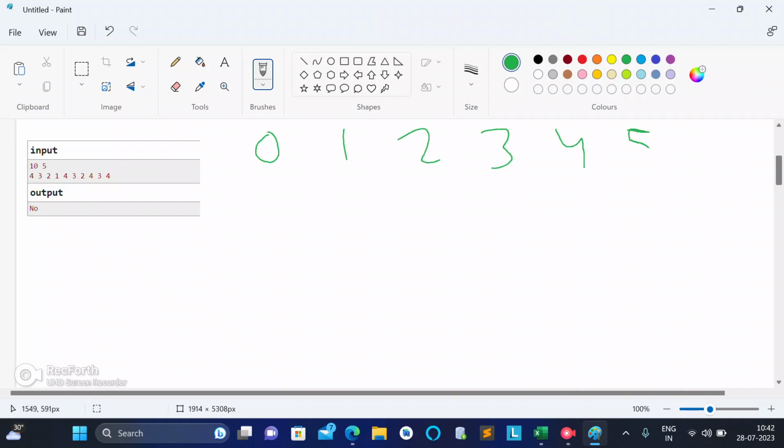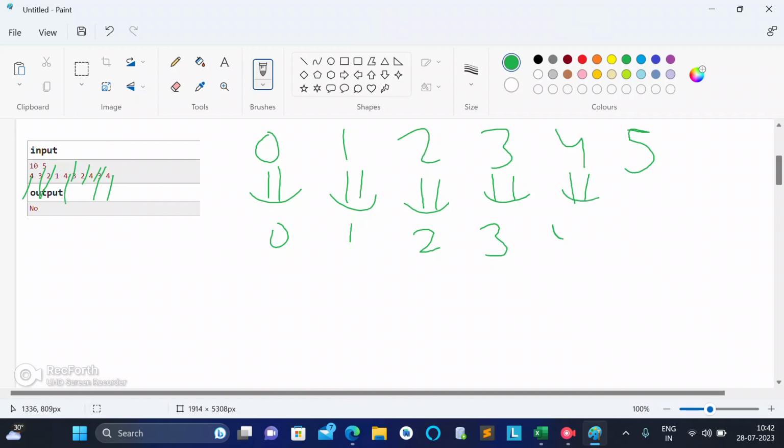So here we can write the elements from 0 to 5: 0, 1, 2, 3, 4 and 5. We can see that 0 is present 0 times, 1 is present 1 time, 2 is present 2 times, 3 is present 3 times. We can see that 4 is present 4 times, and 5 is not present. 5 is present 0 times. So there are a total of 10 elements.